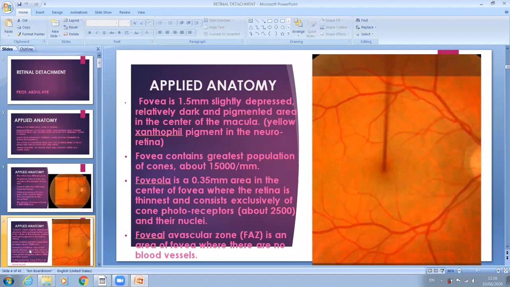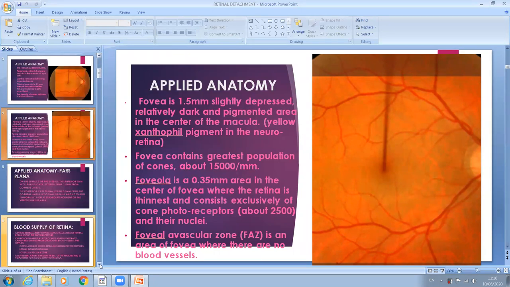The center of the fovea is a very small part, only 0.35 millimeter, which is called the foveola, and again it is exclusively a cone photoreceptor area, and there are about 2,500 cones in this very small 0.35 millimeter area of the foveola. The foveal avascular zone is important in vascular disease of the retina, and sometimes this foveal avascular zone is affected in the process of fibrosis or neovascularization.